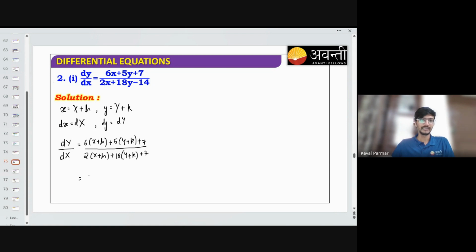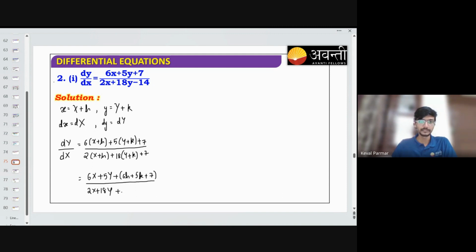So if I simplify, I'll get 6x. Let's group the x terms together: 6x plus 5y. Plus, let's group the constants together: 6h plus 5k plus 7 upon, I'll get 2x plus 18y plus 18k plus, wait, okay, here it is minus 14.